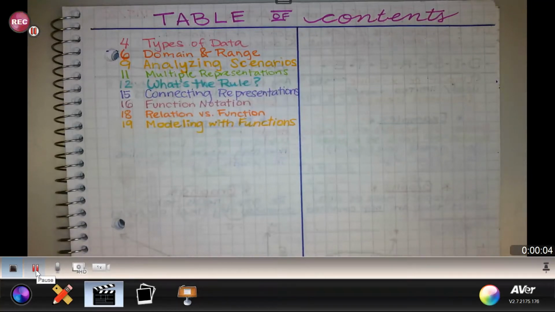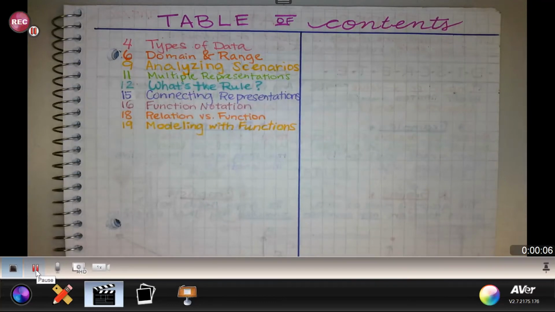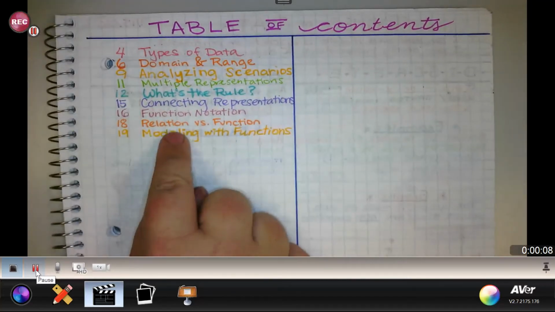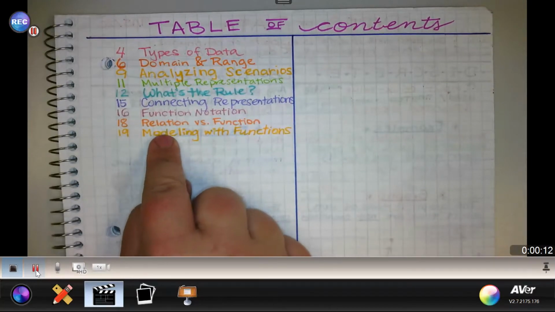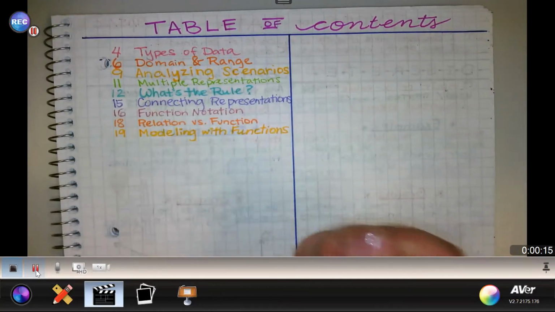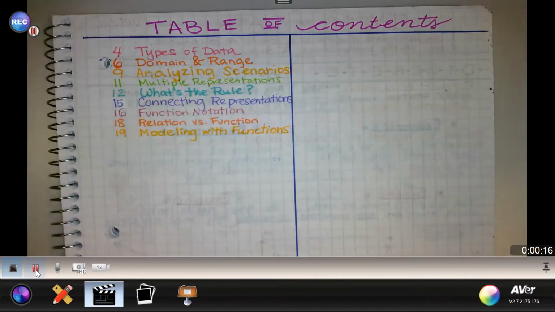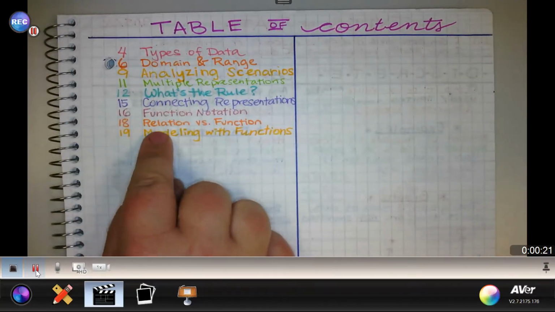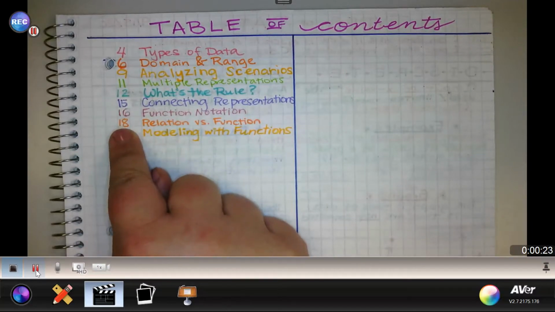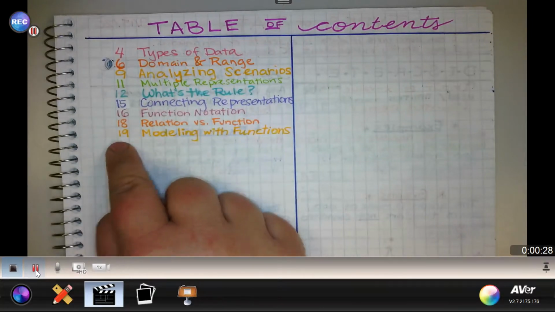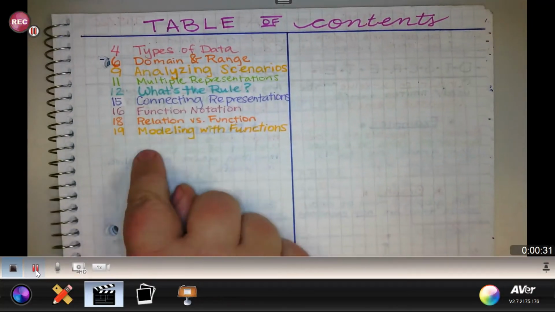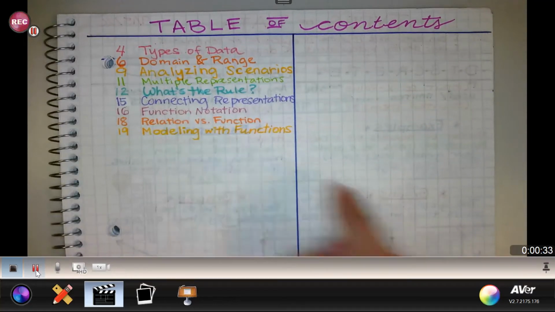Okay, hi everyone. We are doing day 2 notes for topic 3 today, and you'll see here that I split the notes. It's going to be 2 pages, but I split them into separate titles because they're obviously related, but kind of 2 different concepts. So on page 18, which would be the left-hand side of today, is relation versus function, and then page 19, which will be the right-hand side of today, is modeling with functions.